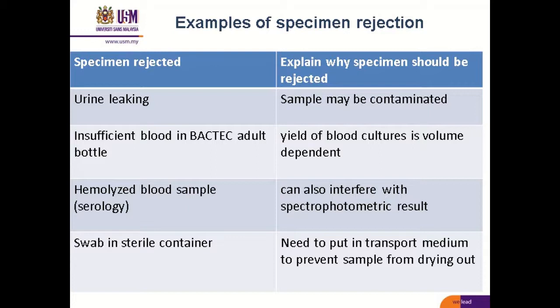In the case of serology tests, the sample may be rejected because the sample has been hemolyzed, because a hemolyzed sample will interfere with spectrophotometric results. And also in the case of a swab sample, we may reject it because it is put in a sterile container. As we know, we need to put the swab in the Amies or Stuart medium to prevent it from drying out.